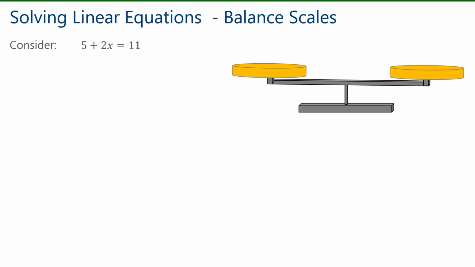One more example. 5 plus 2x equals 11. To represent this, on the left-hand side, I have a mass of 5. I have 2 hexagons to correspond to the 2x. And on the right-hand side, I have my mass of 11. What do we need to isolate? What do we need to get all by itself? We've got to get one of these hexagons all by itself. So what are we going to do here?